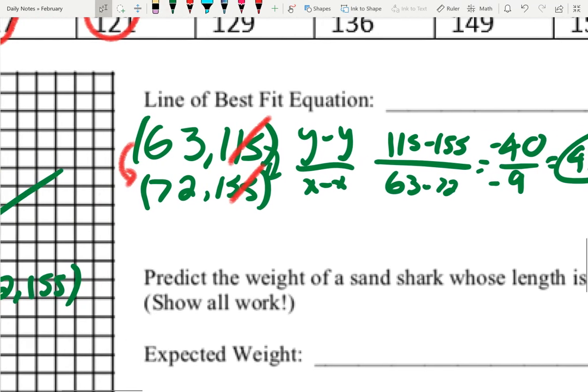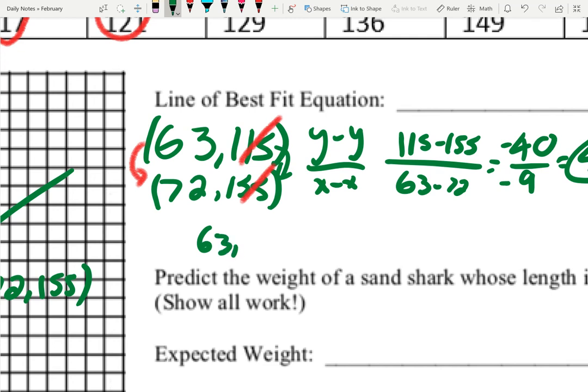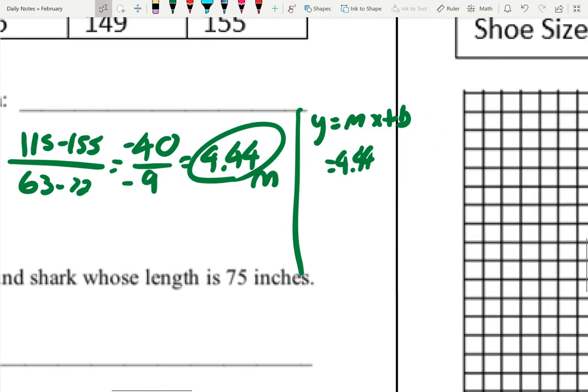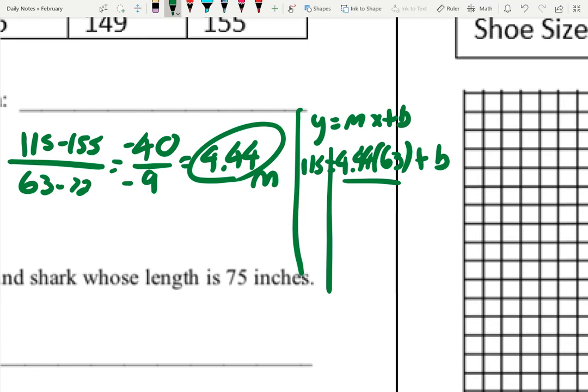And one of the points. So I'm going to use the 63 and 115 point. So I'll use that x, that y. It doesn't matter which one again. But pick one of your points and use that x and use that y. So I'll use the 115 as the y, the 63 as the x, and then I'll solve for b. So I'm going to multiply those 2 numbers together first. 4.44 times 63, which is 279.72.